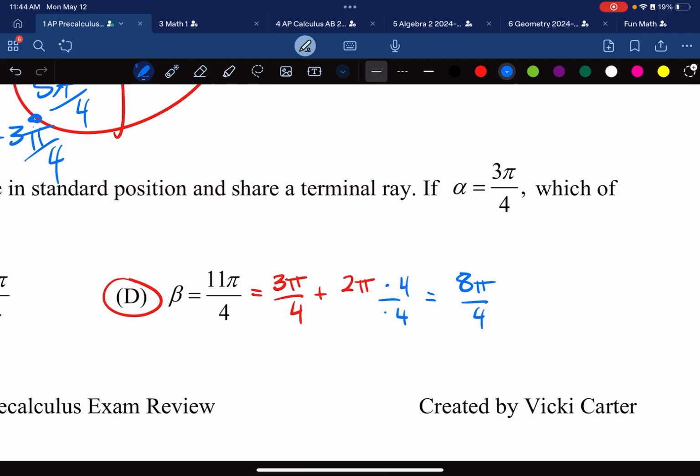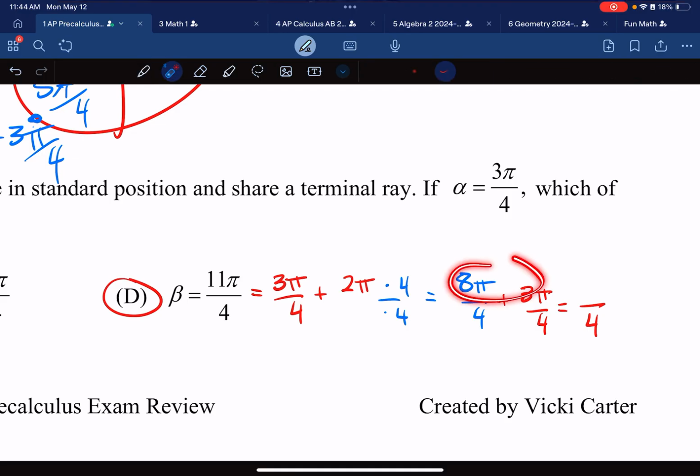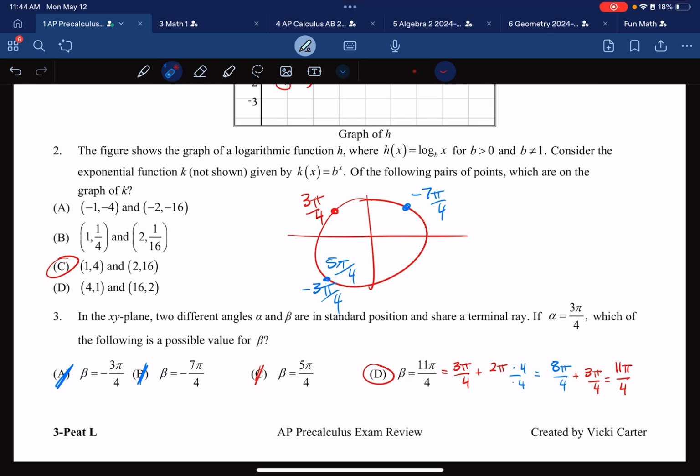So if I add that with my 3 pi over 4, let's go ahead and rewrite that again, plus 3 pi over 4. I can now add my fractions, and you still have divided by 4, and 8 plus 3 is 11, so I have a total of 11 pi over 4. And indeed, 11 pi over 4 is the same as 3 pi over 4, but we rotated an extra 2 pi radians. So this is 3 pi over 4, and then we went all the way back around, and we got to 11 pi over 4. That shares a terminal ray.